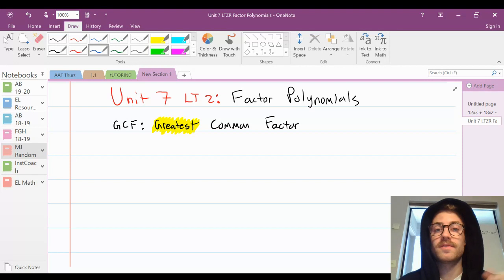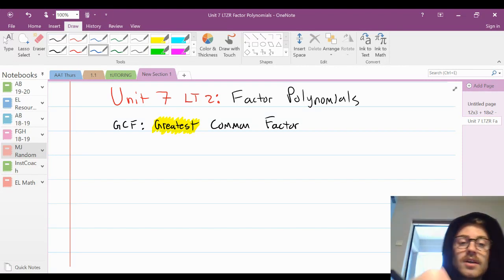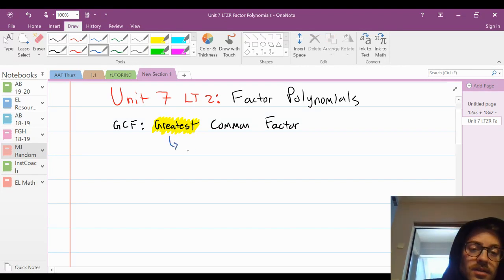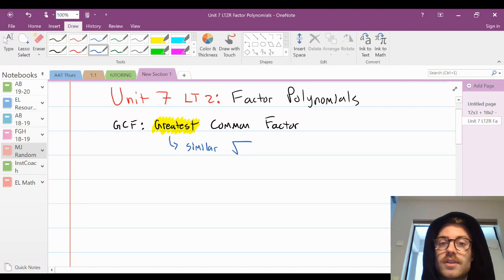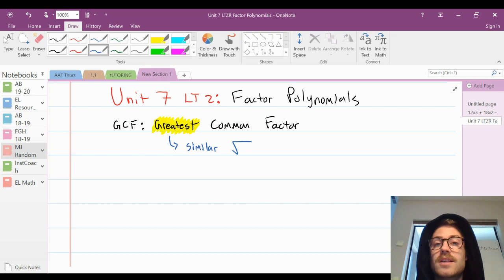Not just any common factor, but the greatest. The greatest common factor is similar to our work with square roots. We want to get out as much as possible that the expression has in common, just like in square roots where you wanted to factor out as large of a perfect square as possible.